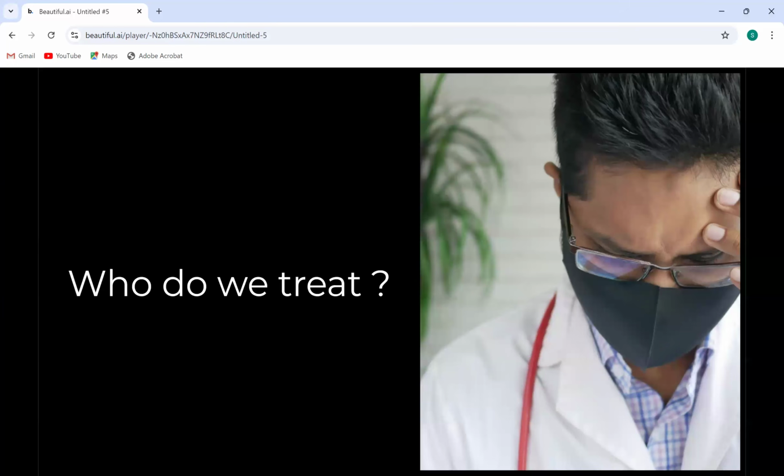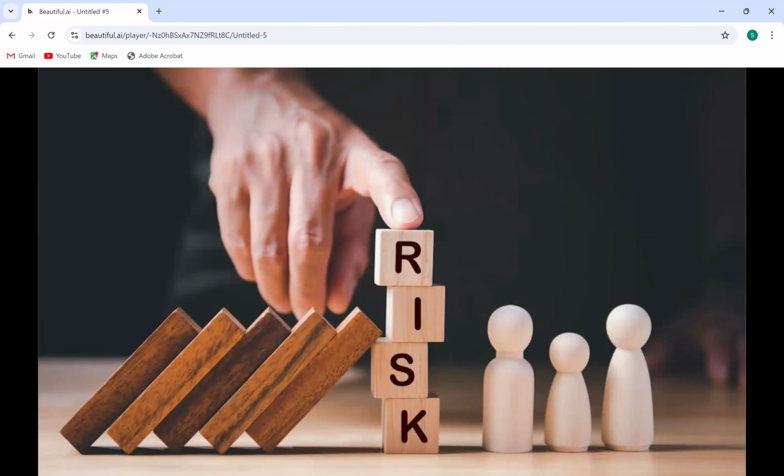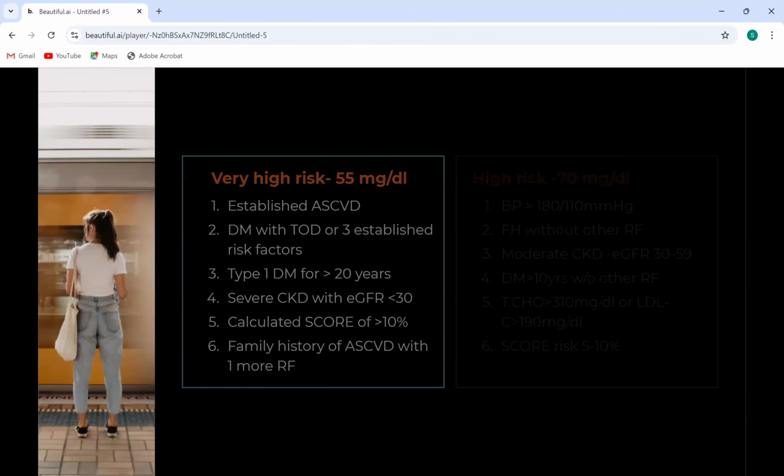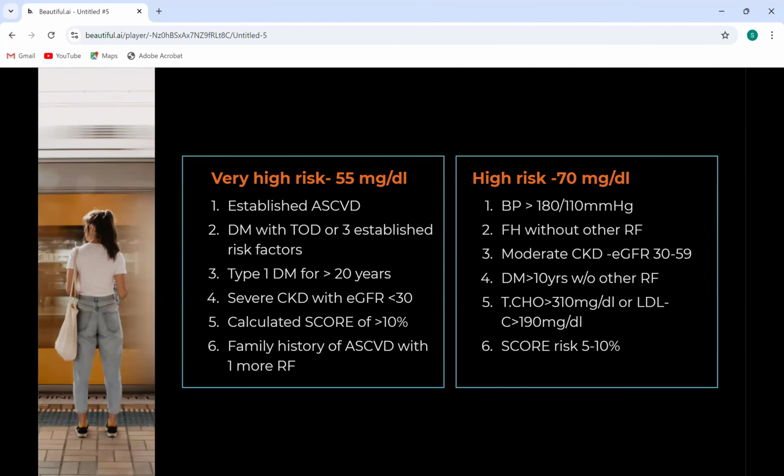So who do we treat? Like I said, for patients who've not had any cardiovascular events, or young patients, you need to assess their risk. If it's very high risk, your target is 55. If you're at a higher risk, it's 70. So if your blood pressure is more than 180 over 110, family history without other risk factors, moderate CKD, long-standing diabetes, total cholesterol more than 310, or LDL more than 109, they fall under high risk. Most of the time, if you go through the lipid profile report, it would not give you these targets. So remember, your goal is achieving your targets, and it's an individualized treatment process for each of these patients.